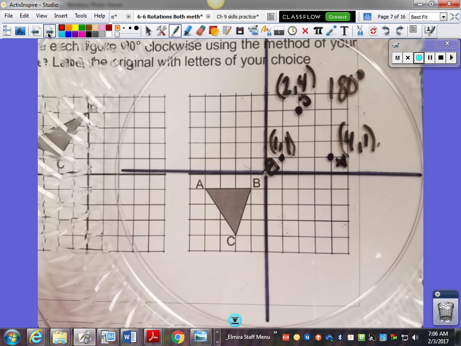And 180 is moving two full quadrants. Now, is it clockwise or counterclockwise? It doesn't really matter, because if I turn it this way two quadrants, I'm going to be in this box, and if I turn it this way two quadrants, I'm going to be in this box. So we don't need a clockwise or a counterclockwise for a 180. Same idea though. When you get this lined up and you see where the dots go, you just write down the coordinates. 1, 1, 4, 1, and 2, 4. And then you can lift the plate off and put the dots on the paper where they go.